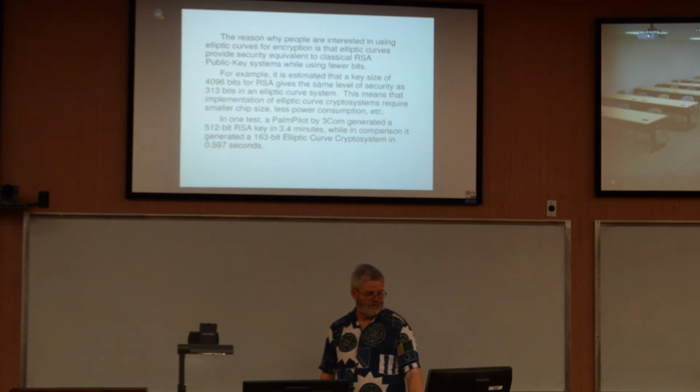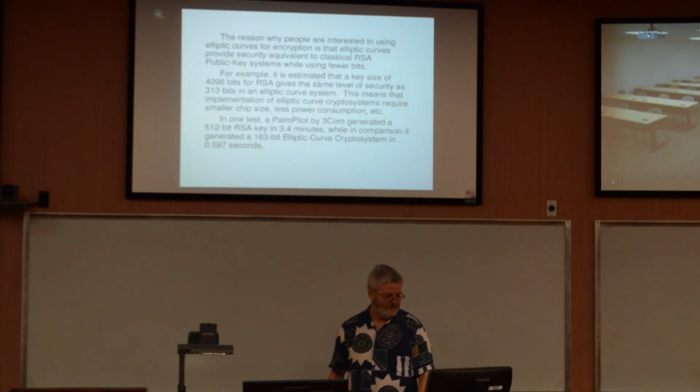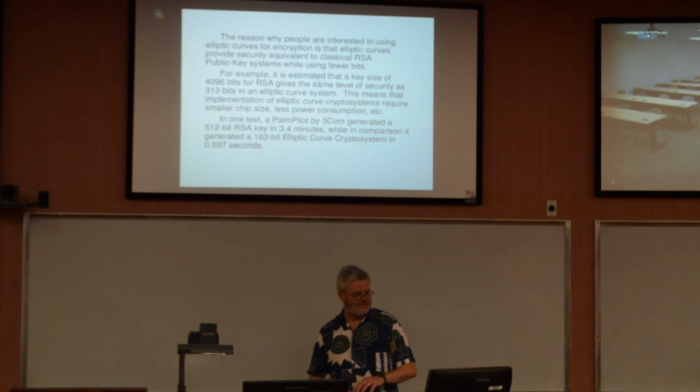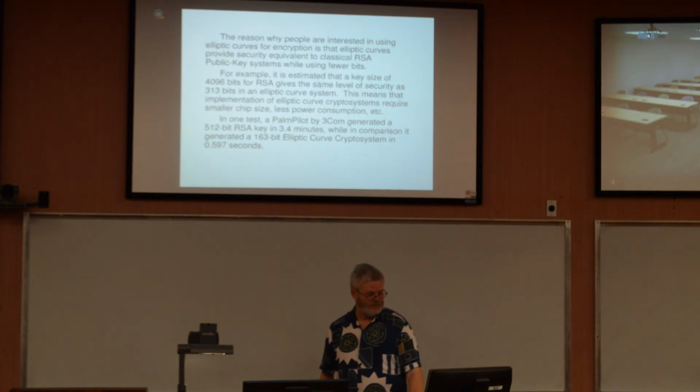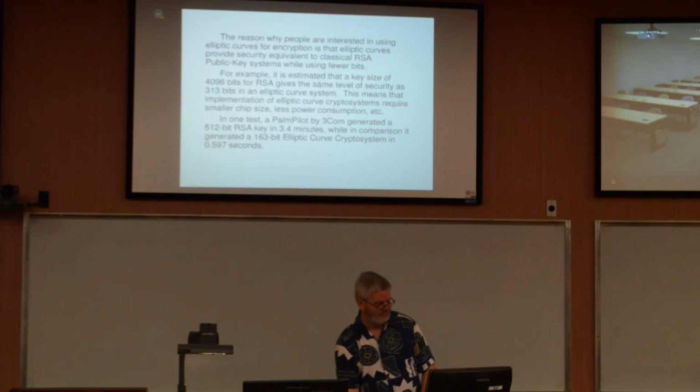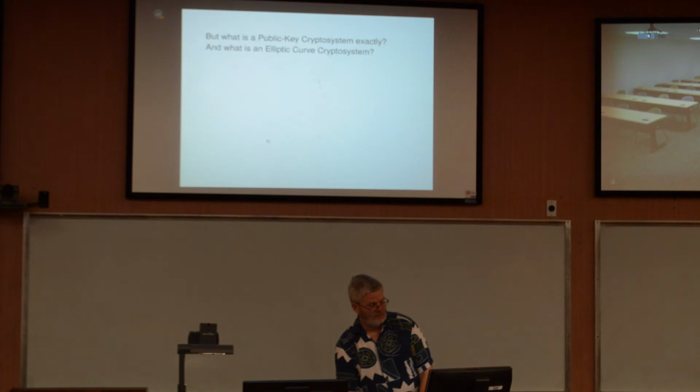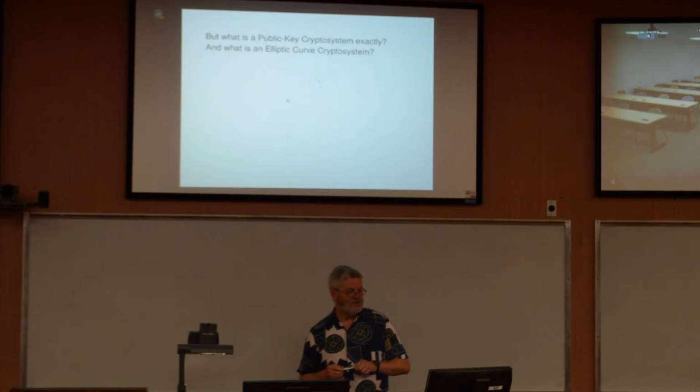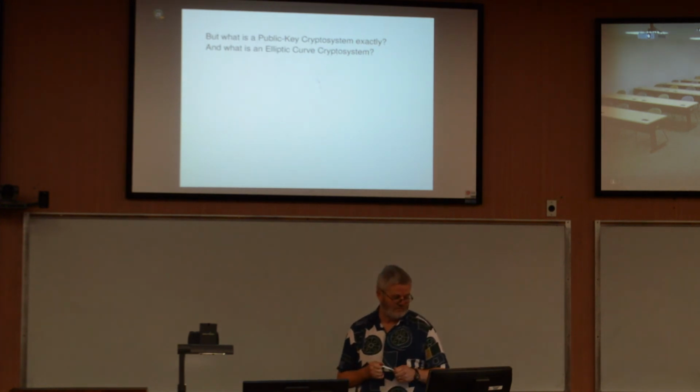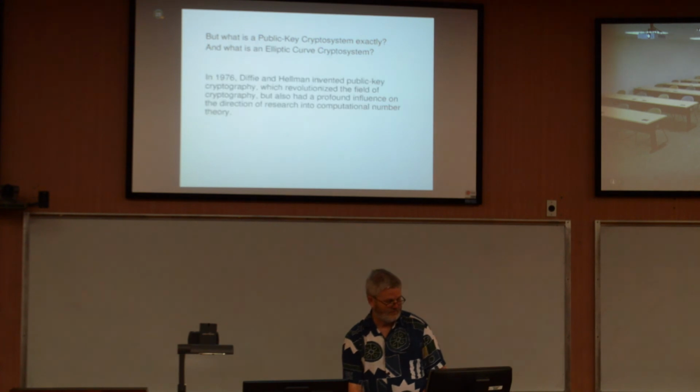So in one test, a Palm Pilot by 3Com generated a 512-bit RSA key in 3.4 minutes, while in comparison it generated a 163-bit elliptic curve crypto system in less than a second. So less bits and less time. But what's a public key crypto system? What's an elliptic curve crypto system?